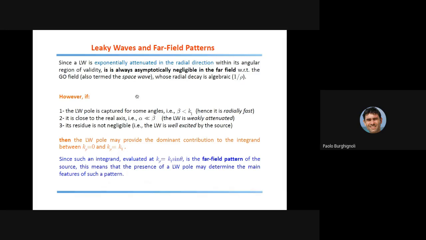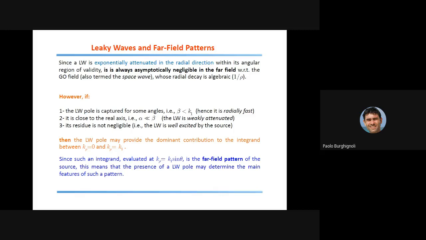However, if those 3 conditions stated here are satisfied, that is, the leaky pole is captured for some angles, and for being captured, its phase constant must be less than k1, so it must be radially fast, because its phase velocity must be larger than the velocity in medium 1. And in addition, if it is close to the real axis, so alpha is much less than beta, which means that the leaky wave is only weakly attenuated.